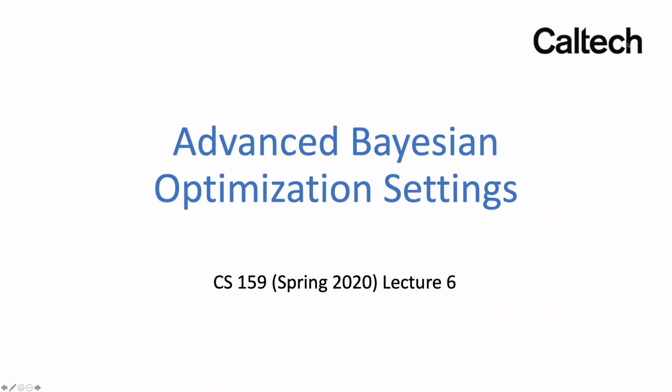Welcome to Lecture 6 of CS 159, Data-Driven Algorithm Design, Spring 2020. Today we'll be talking about some more advanced Bayesian optimization settings.